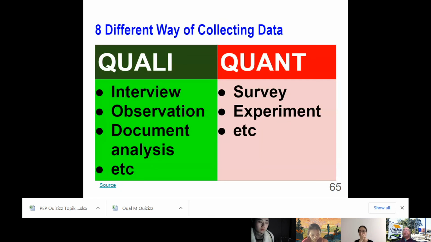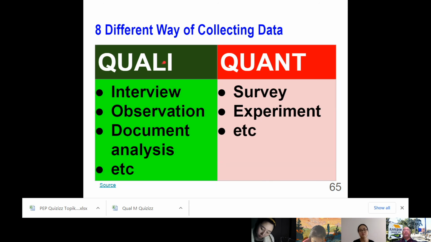Okay, difference number 8: different ways of collecting data. In green, the green color is for qualitative, and the red color is for quantitative.